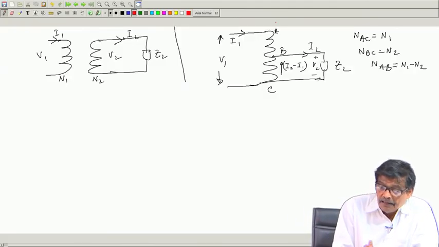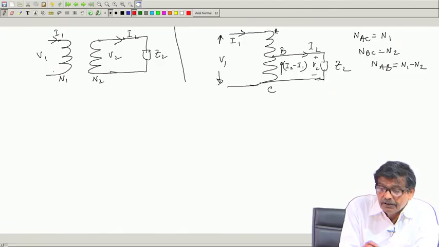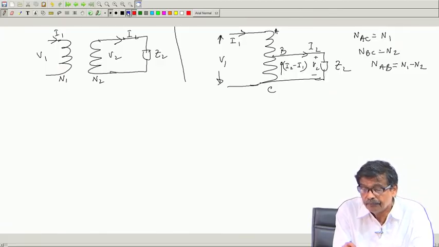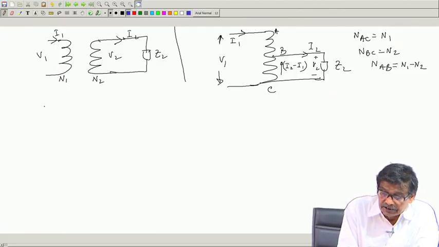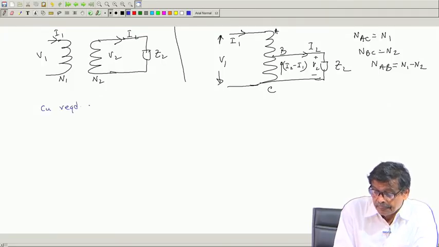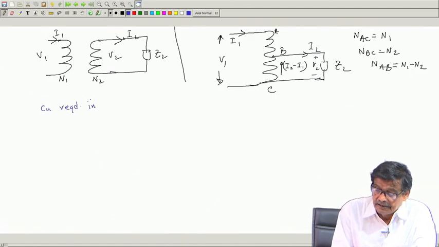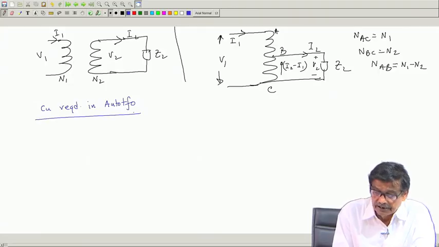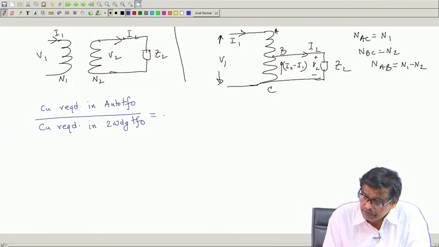Now, what I will do is find out the ratio of these two quantities: copper required in the auto transformer, divided by total copper required in the two winding transformer. This ratio I will try to find out.